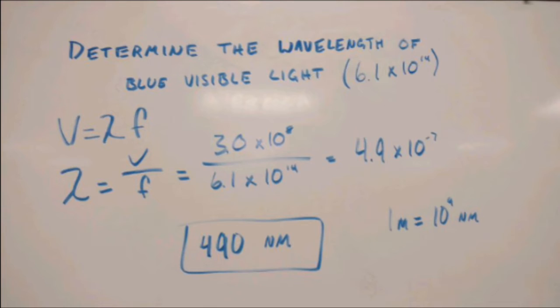We use the same velocity for the speed of light, which is 3.0 times 10 to the 8th. And we put that on top of the frequency, which is 6.1 times 10 to the 14th, and you put that in the calculator, and you get 4.9 times 10 to the negative 7th. But for light waves, we want them to be in nanometers so that it's a little more accurate. So again, 1 meter is equal to 10 to the 9th nanometers. So if you do the dimensional analysis, it comes out to be 490 nanometers is the wavelength of blue visible light.